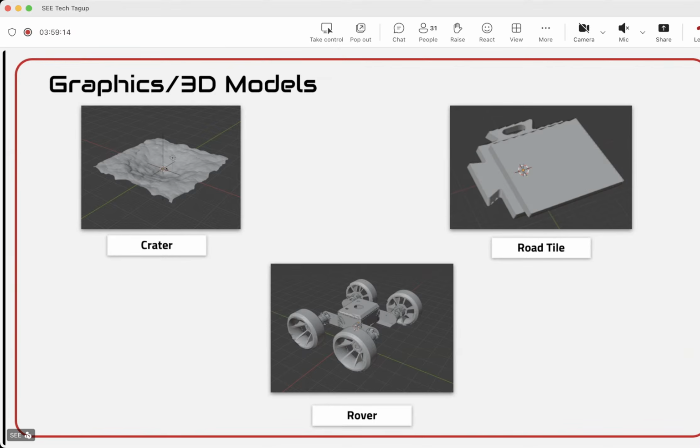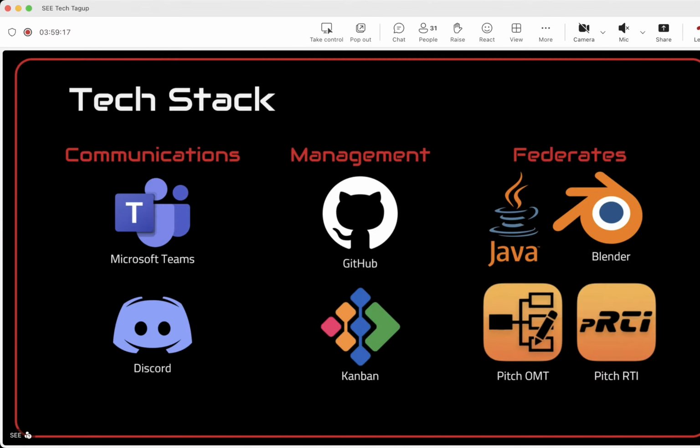Next slide, please. For our tech stack, for communications, we had the weekly meeting with the C folks on Teams, and we also had weekly meetings and stand-ups on Discord with our team. In terms of source control, we use GitHub as our remote repository, and we use Kanban to track our tasks and stories. For the federate development, we use Java as our language with the C starter kit. We use Blender to model them. We use Pitch OMT to work on the FOMs. And we use the RTI to set up a local testing environment.